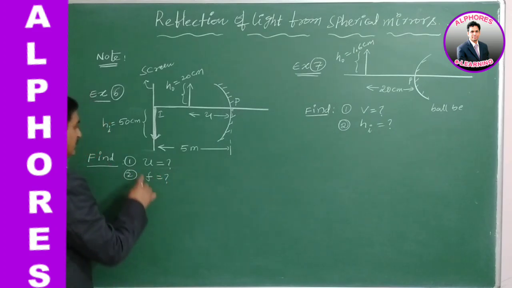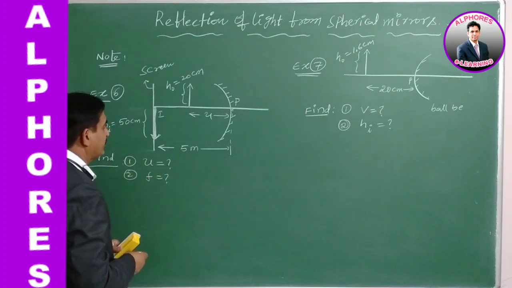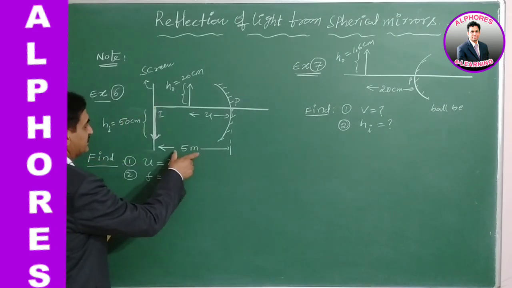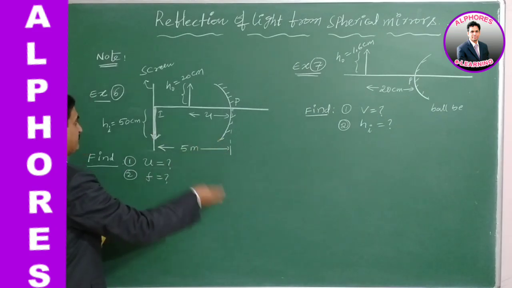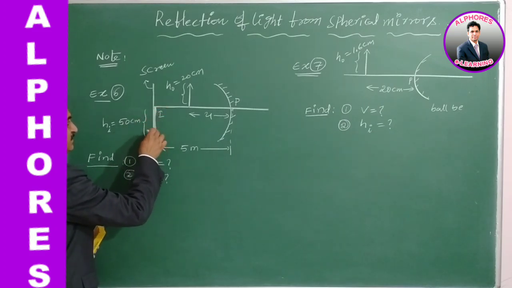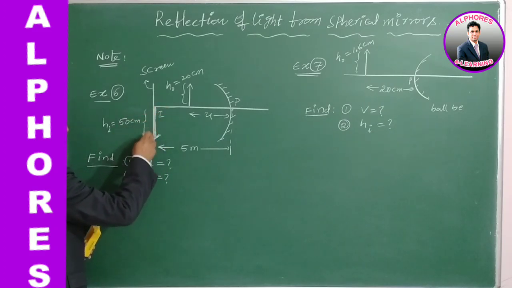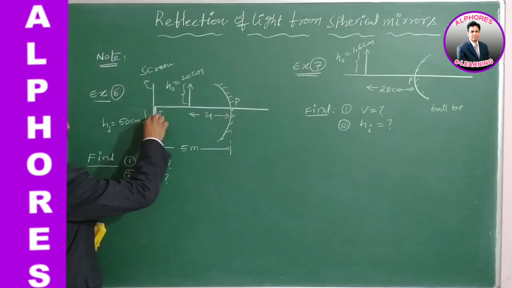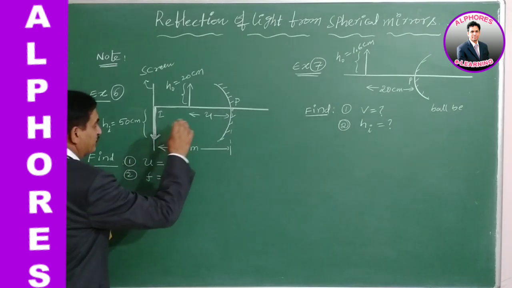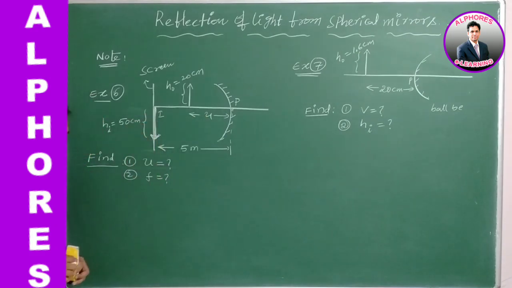Now, in order to get u, what data are given? H0 and Hi both are given, and the image distance is indirectly given because its corresponding image is formed on the screen. This is the screen on which its corresponding image is formed. So its height is also given. Height of the image is 50 centimeters. Height of the object is 20 centimeters. But we have to find the object distance first in this case.